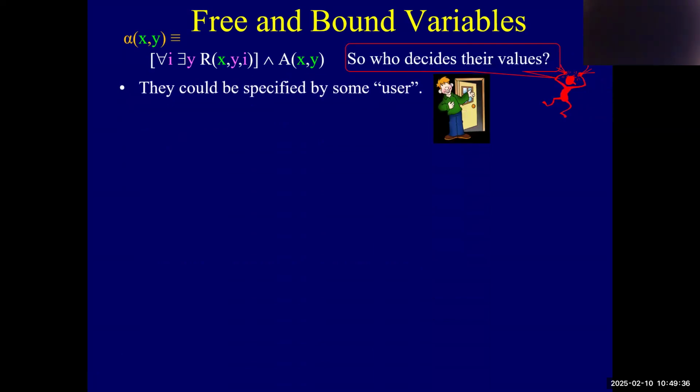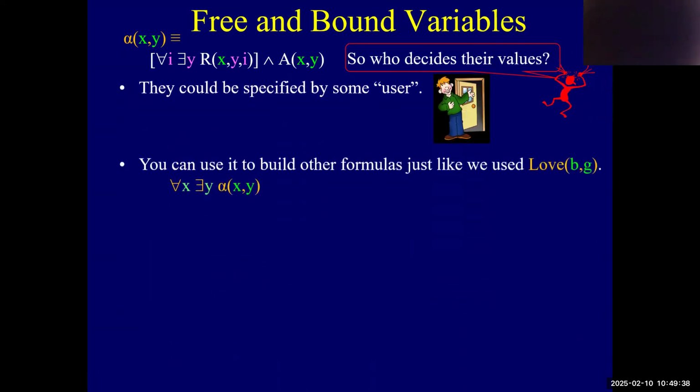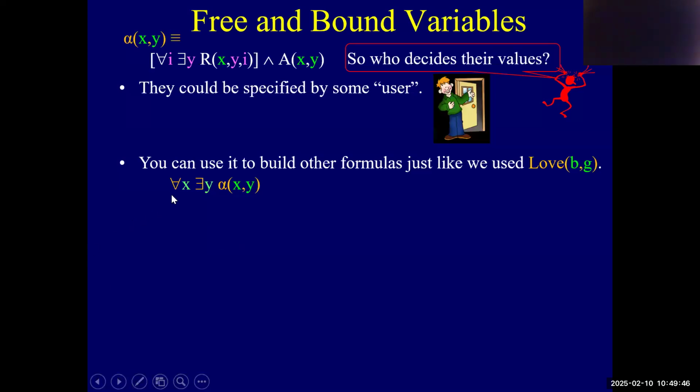Well, they could be specified by some user, right? Some user says, hey, I want to know it for 5 and 6. Or we could build other formulas, right? Here we have a formula we're saying for every X, there exists a Y, right? We quantify them, right? And now we know who the adversary comes up with the X, and then it tells you the game that we're going to play, right? Does that make sense?